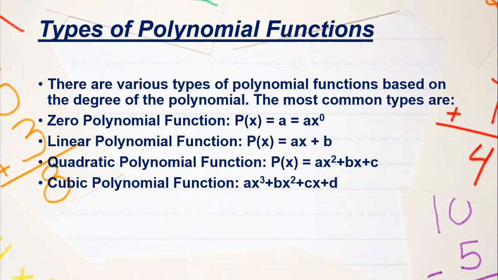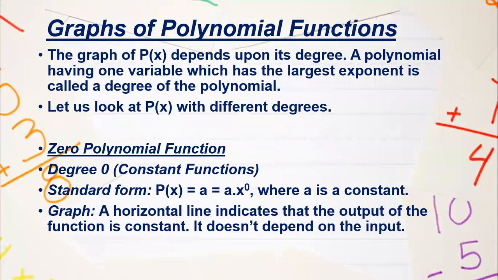So we can see these are related to their names as well. Cubic relates with the cube as a power on ax. Now let's go further into detail, and we'll start with the graphs of polynomial functions. The graph of p(x) depends upon its degree. For a polynomial having one variable, the largest exponent is called the degree of the polynomial. So let us look at p(x) with different degrees.